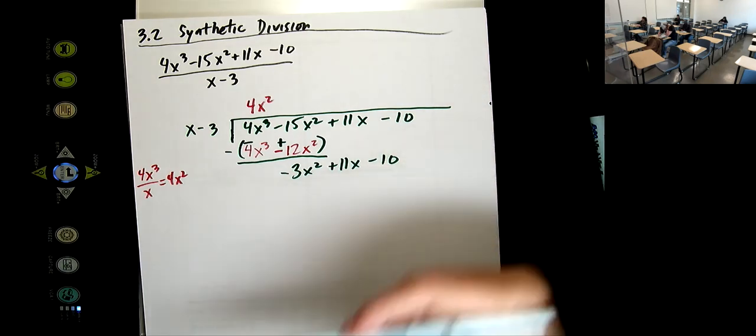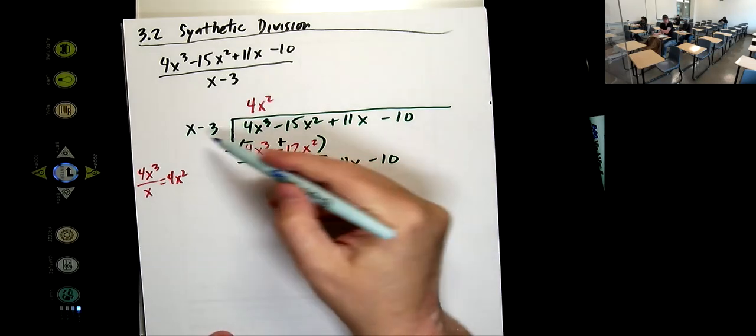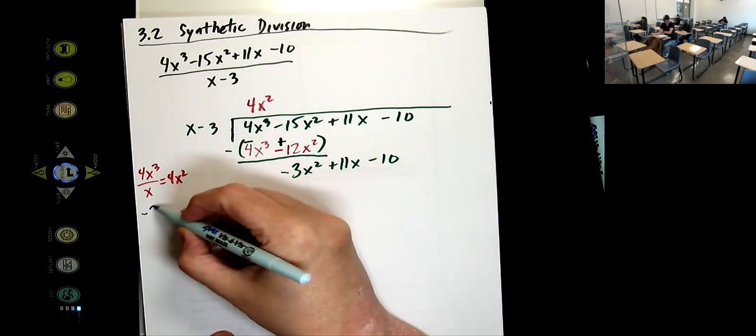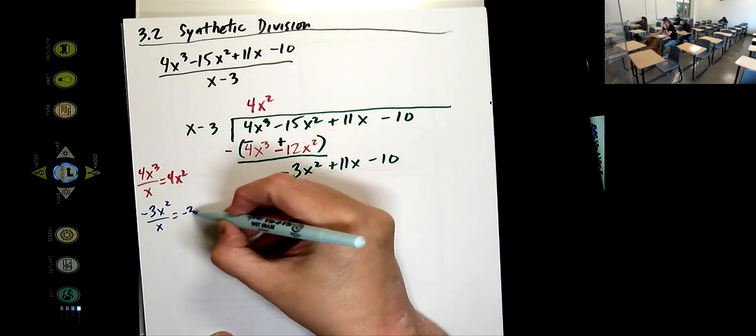And I continue. How many times does my x go into my negative 3x squared? It goes in negative 3x times.